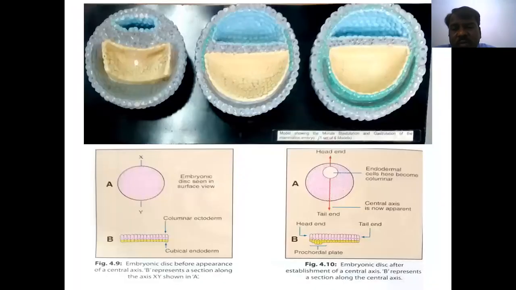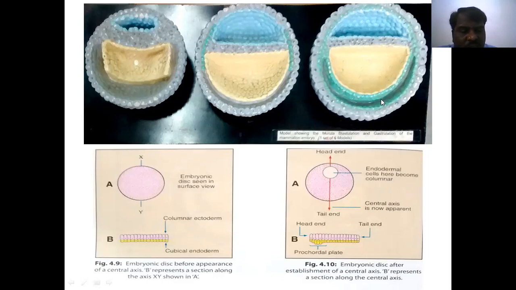See this model. Here we can identify the amniotic cavity. These are the ectoderm cells. This is known as the endoderm cell layer. That is the primary yolk sac. But here we can identify the amniotic cavity is enlarged, where the primary yolk sac becomes a secondary yolk sac. The extraembryonic coelom formation is there. Further, it will form the amniotic cavity, ectoderm, and here we can identify the endoderm, secondary yolk sac.